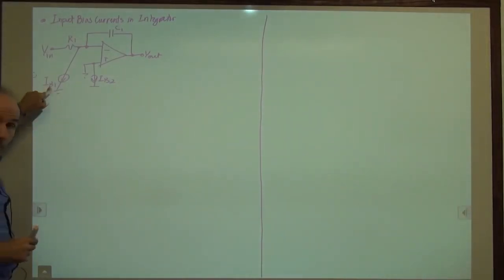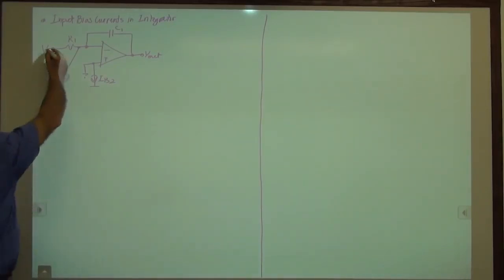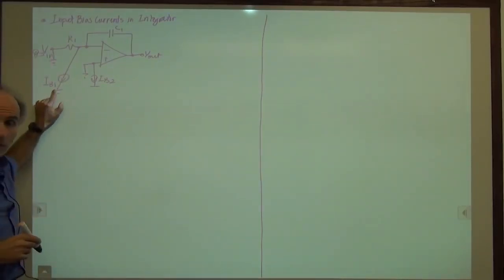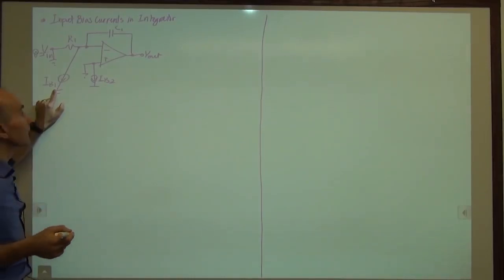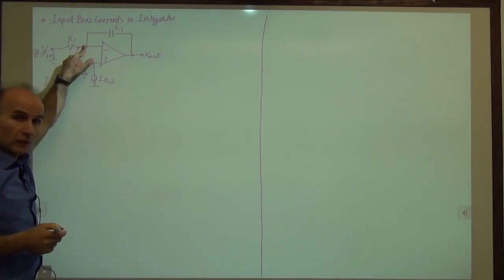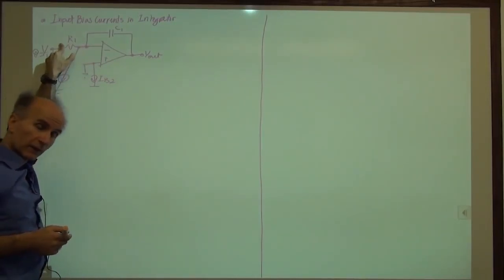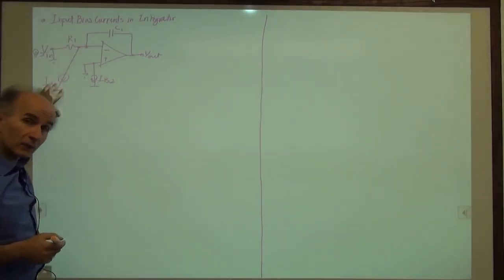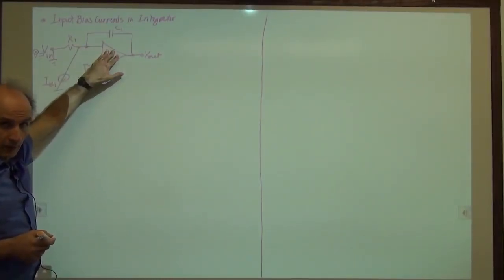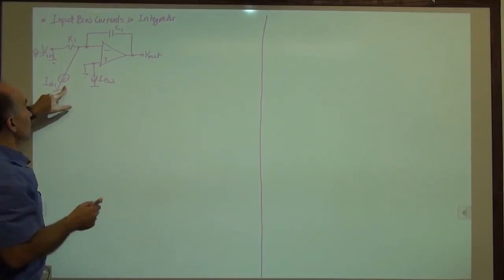Again, to study the effect of IB1, let's use superposition and set V in to 0. So we set V in to 0. And we have to trace IB1 through the circuit and see what it does. If the gain of the op-amp is high, this is a virtual ground. So this voltage is close to 0. If this voltage is close to 0, this current is close to 0. So IB1 cannot flow through R1. It has to flow through C1. All right, so this is what we have. IB1 is flowing through C1.